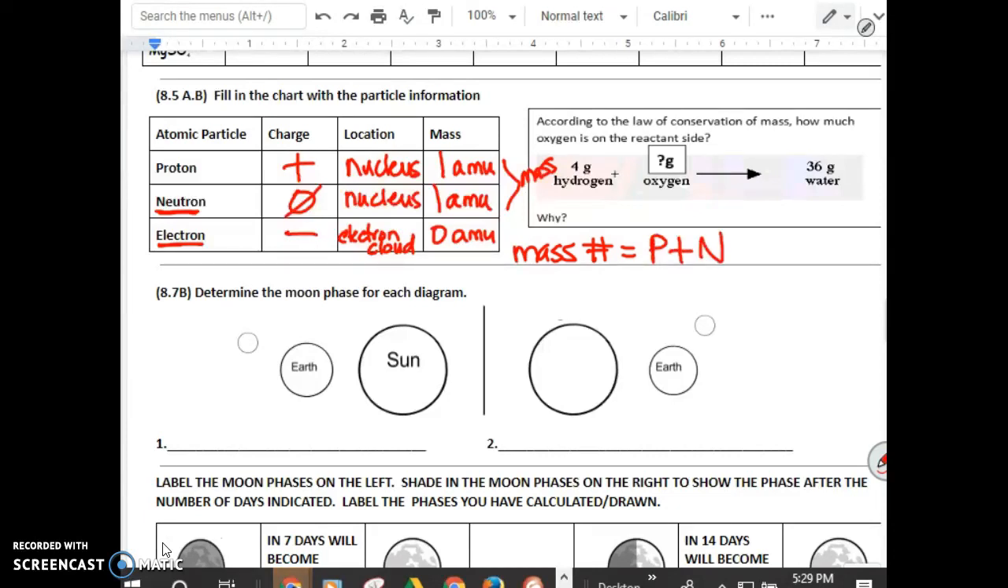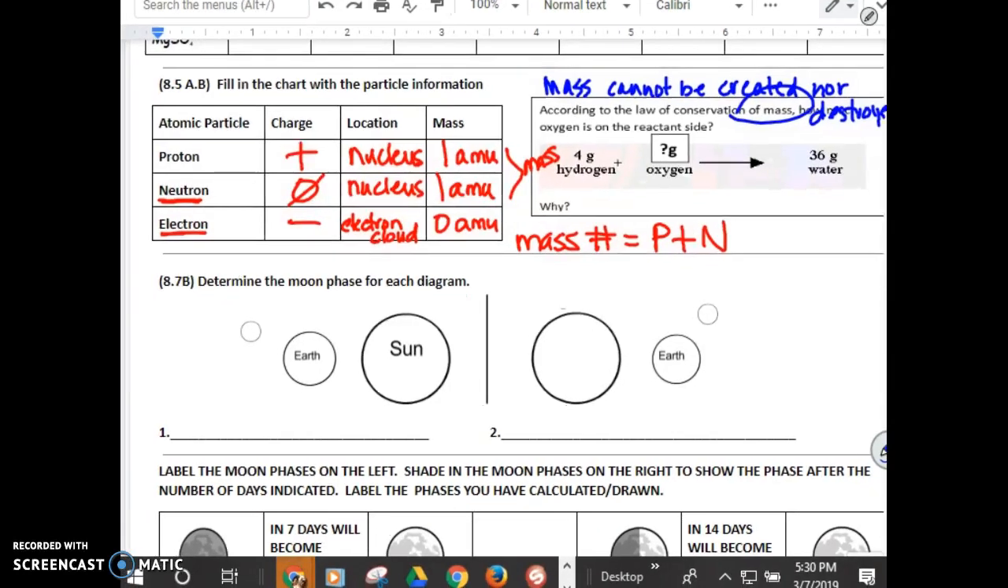All right. According to the law of conservation of mass, how much oxygen is on the reactant side? So the law of conservation of mass says that matter can neither be created nor destroyed. So matter cannot be created nor destroyed within a chemical reaction.